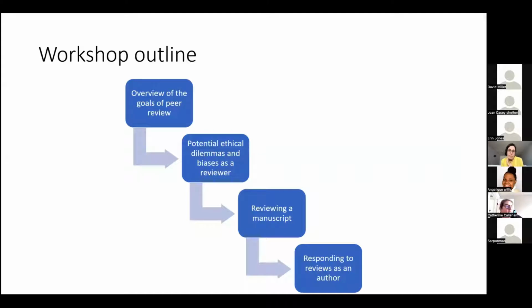For today's workshop, first we're going to go over the goals of peer review, and then discuss some potential ethical dilemmas and biases as a reviewer, and then talk about reviewing a manuscript as well as responding to reviews as an author. Each of these topics could be a longer workshop in and of itself, so this is a brief overview, and I'm really interested in hearing feedback from the group about what you would like to discuss in more detail. Feel free to jump in at any time. If things feel a little cursory, we can discuss things that are of more interest to you and put other things aside. That's totally fine.